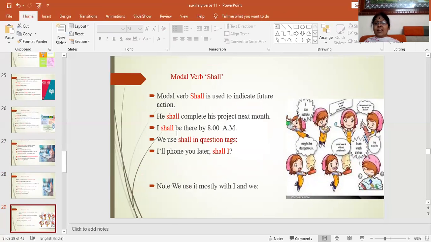Modal verb shall. Now we learn about modal verb shall, how we can use this verb. Modal verb shall is used to indicate future action. He shall complete his project next month. I shall be there by 8 a.m. So for future action we are using it.